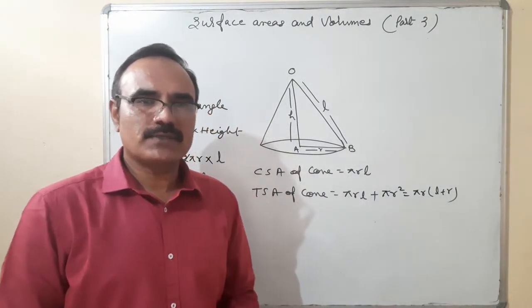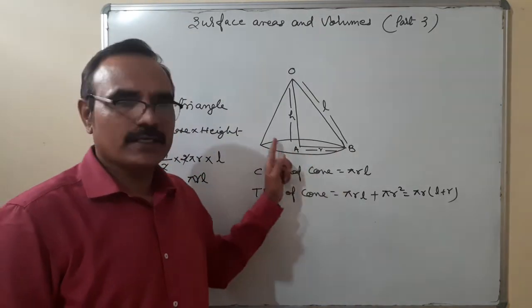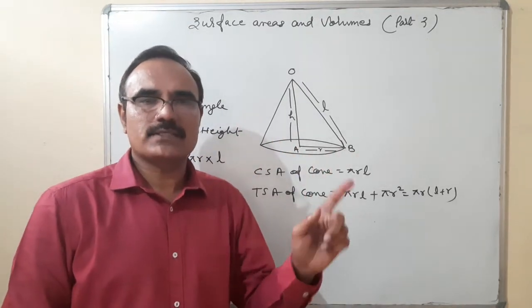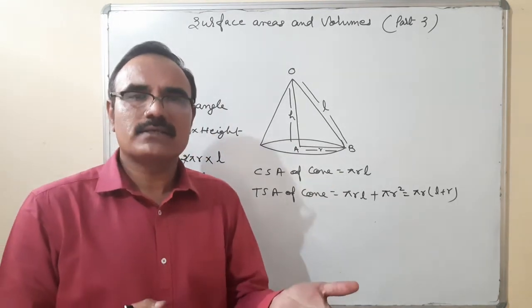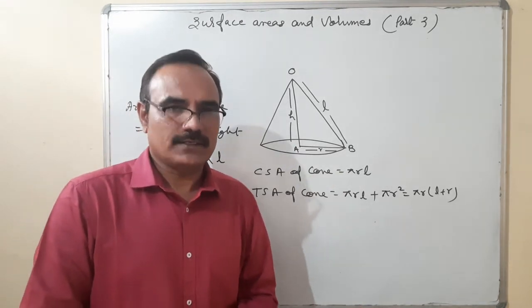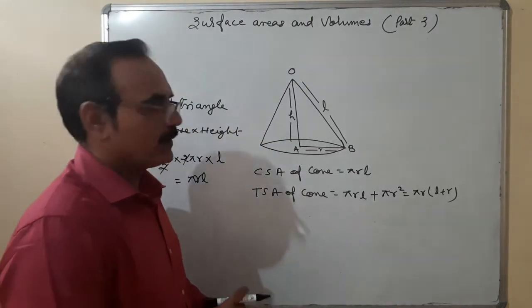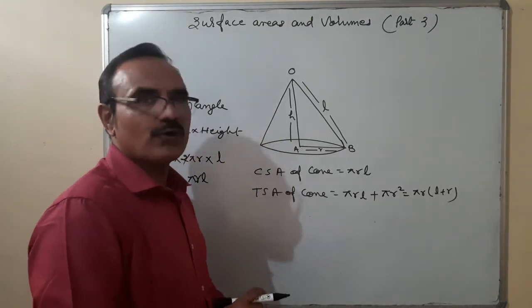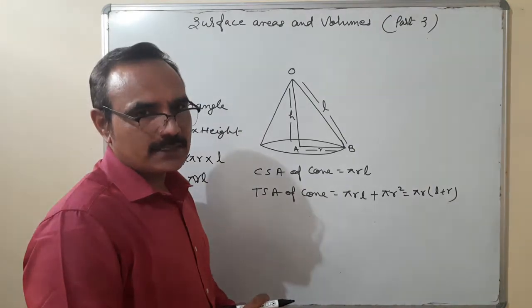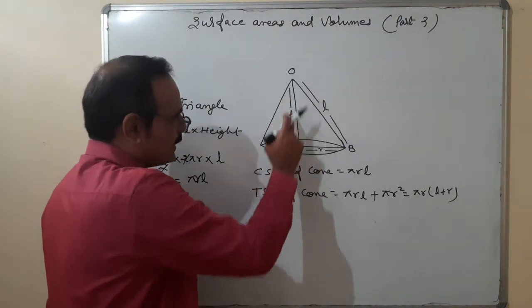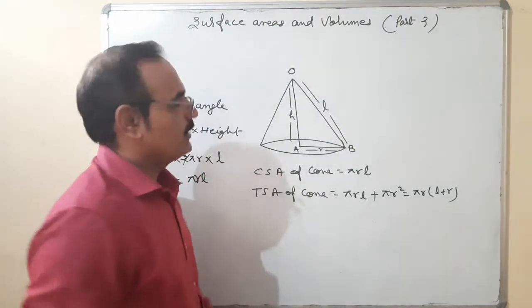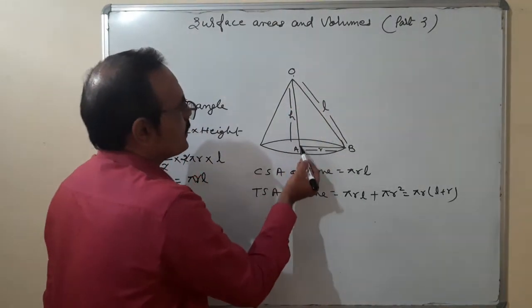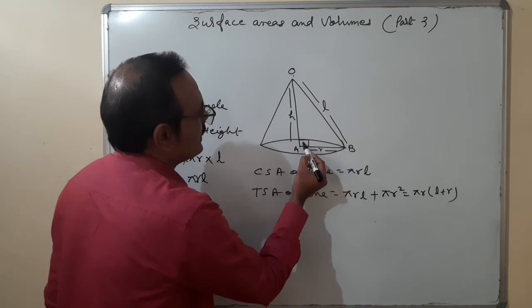In the coming exercise, we'll use these two formulae. And the second is the circumference of base, that means the circumference of the circle, and area of base, the area of the circle: pi r square and circumference 2 pi r. Here one more important thing: because it is a right circular cone, this height is perpendicular on the base. What does it mean? This height is perpendicular on the radius. This angle is 90 degrees.